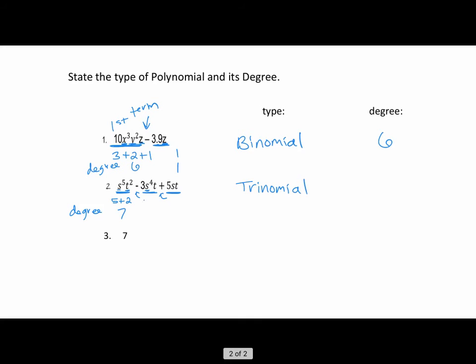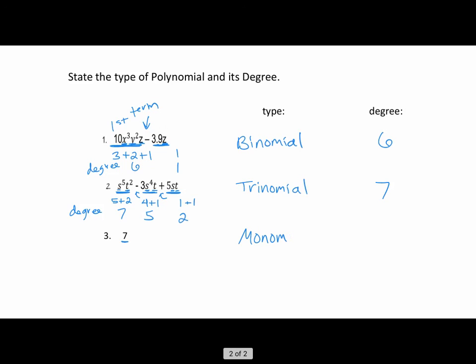The middle term, s to the 4th and t to the 1, because it doesn't have an exponent. 4 plus 1 is 5 for that term. The third term, s to the 1 and t to the 1, 1 plus 1, that's a degree 2 term. So the highest degree of any term, 7, 5, or 2, 7 is the highest degree term, making this a 7th degree trinomial.